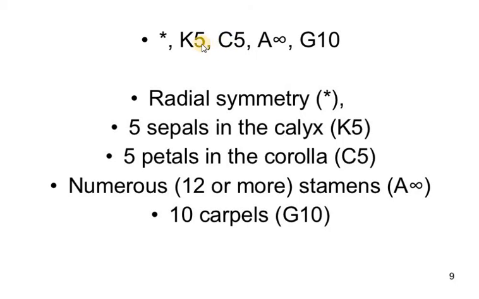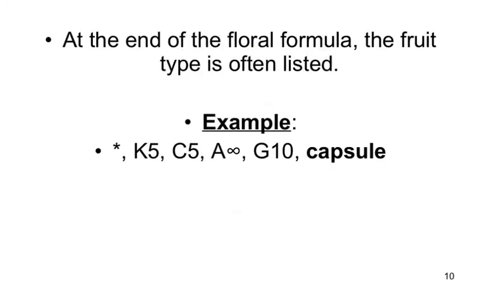See this floral formula: star, so actinomorphic. K5, calyx 5, C5, corolla 5. They are polysepalous and polypetalous. Androecium infinity, many, gynoecium 10, they are free. Often at the end of the floral formula we also put the type of fruit, what kind of fruit we can see, berry or capsule. It's not mandatory, but that is also often seen.